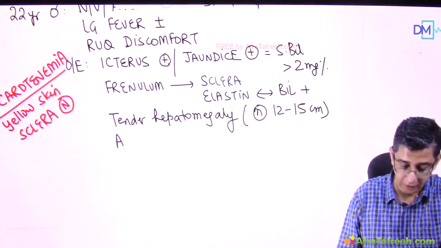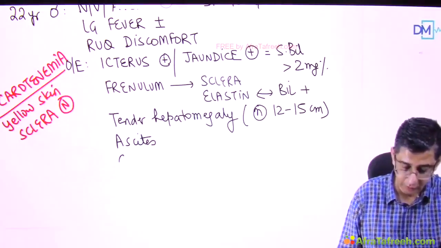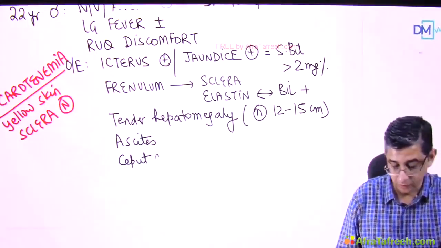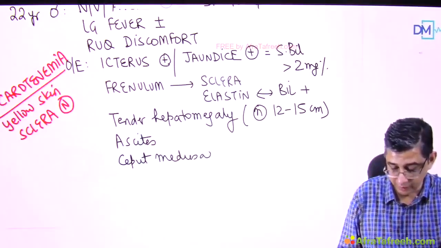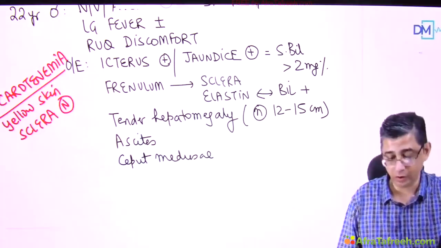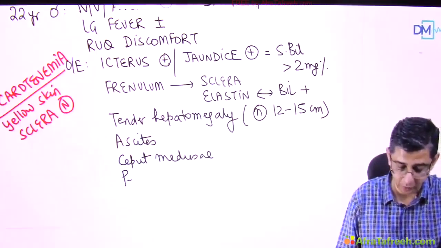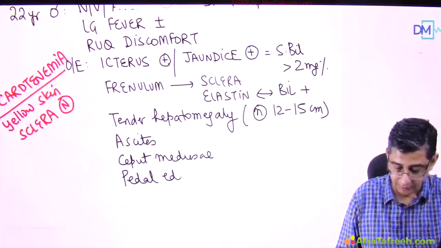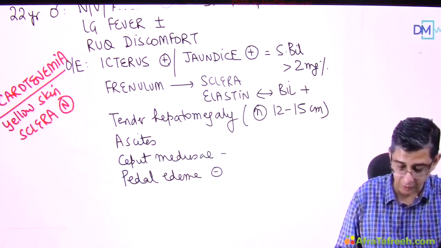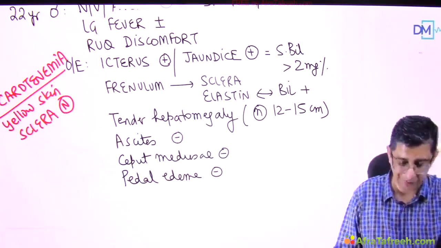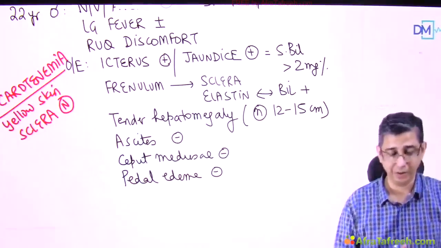I also checked for any evidence of ascites, caput medusae, or pedal edema. This is because I wanted to check whether it is chronic liver disease or an acute on chronic liver disease presentation. As there was no ascites, no caput medusae, and no pedal edema, this told me that this is unlikely to be a presentation of chronic liver disease, and this is an acute hepatitis presentation before me.